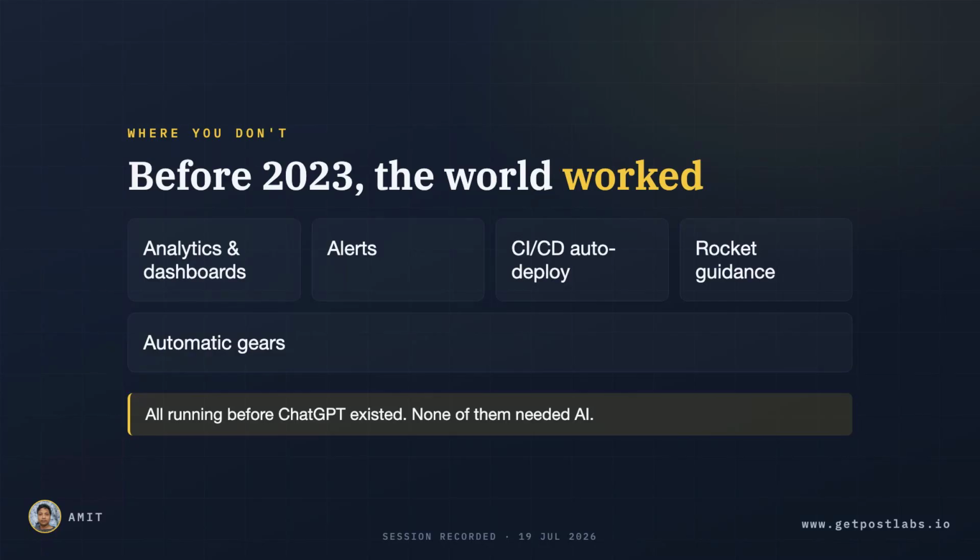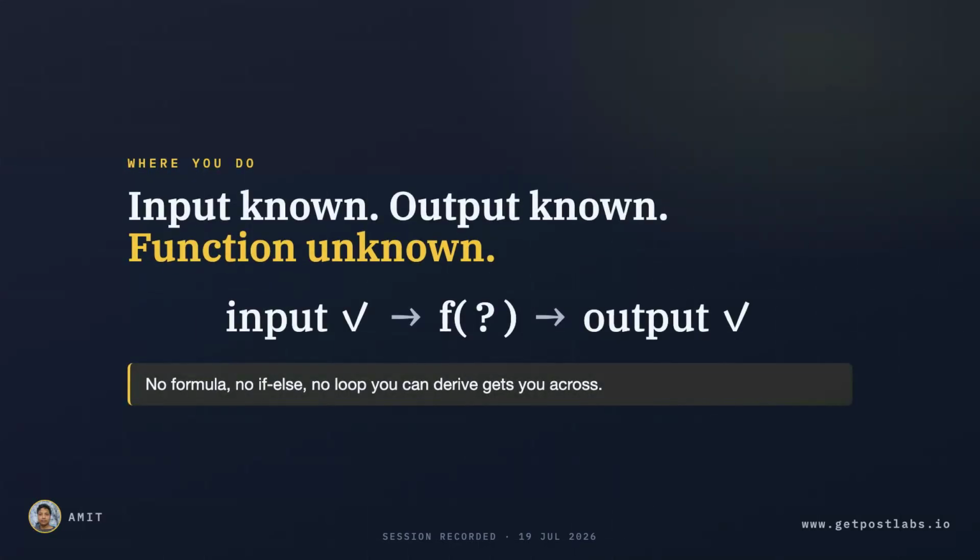Think about it. Before ChatGPT came in 2023, weren't all the systems in the world working? Rockets had automated guidance, cars had automatic gears, everything worked. You need AI in one specific situation. You know the input, you know the output, but you cannot write the function in between. No formula, no if else, no loop that you can derive will get you from one to the other.